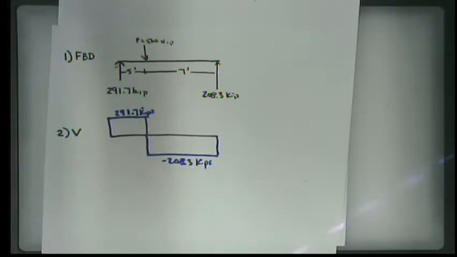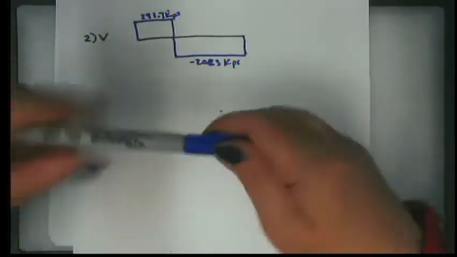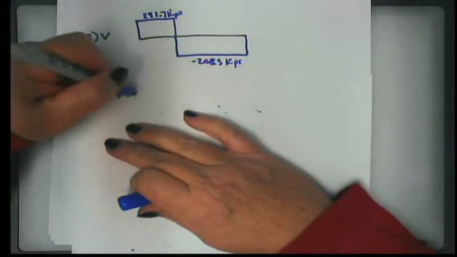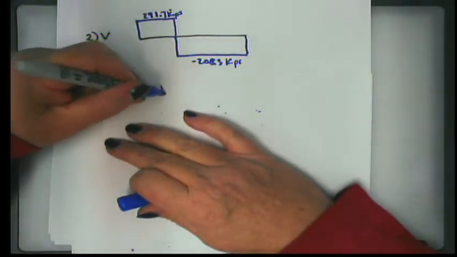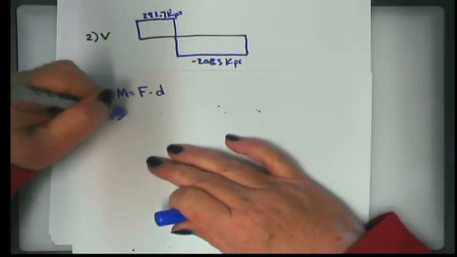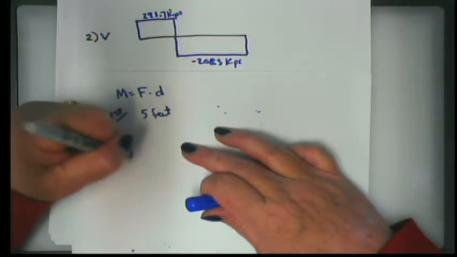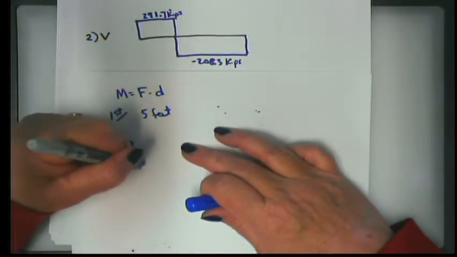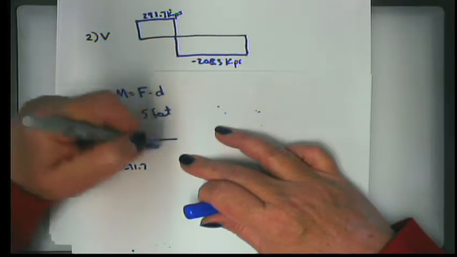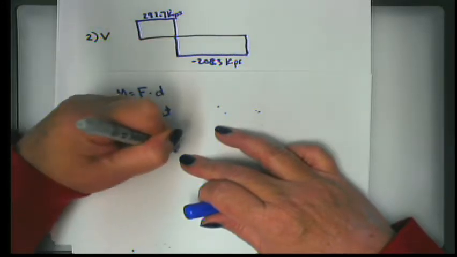All right, what about the moment? Well, we remember that a moment is equal to a force times a distance. Moment is equal to a force times a distance. So for the first 5 feet, what do we have? Well, we have 291.7 kips pushing up, and we have a moment arm that goes from 0 to 5 feet.